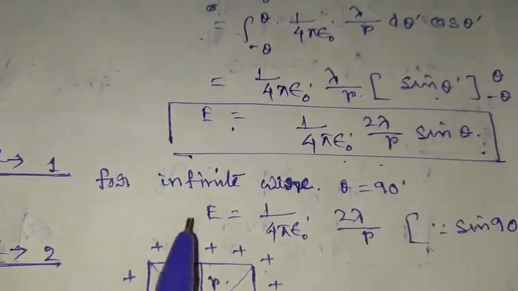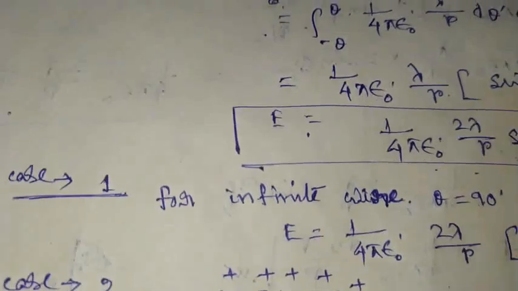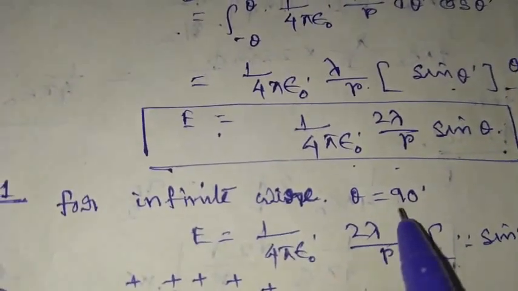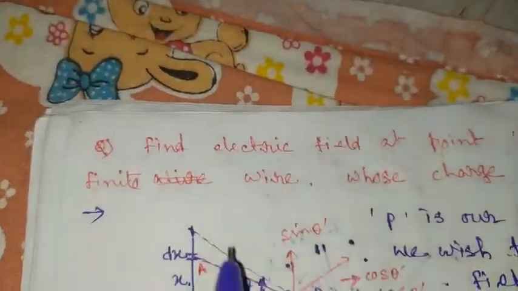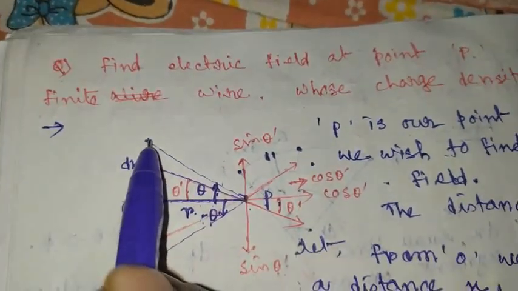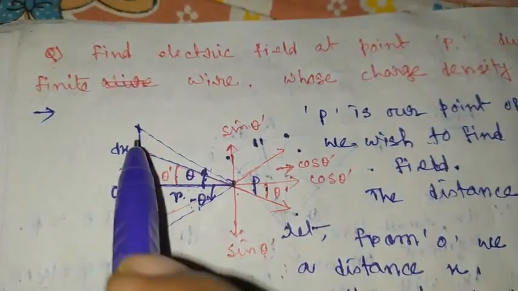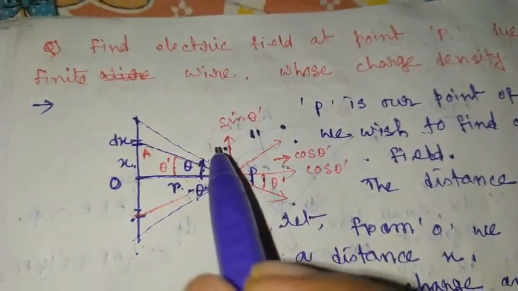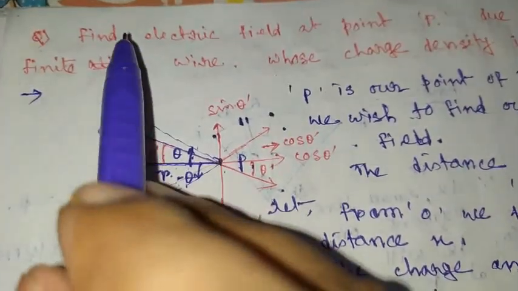Okay, so now from case 1, for the infinite wire, if we have taken this wire to be infinite, then we have to put the value of theta equals 90 degrees, because you can see that if you extend this line, then theta is increasing. Theta is increasing because this line has to be connected with the upper edge of the wire.